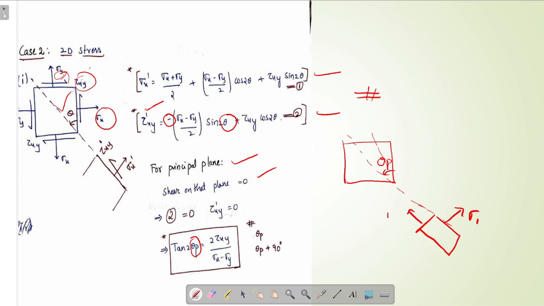We obtain principal stresses sigma 1 and sigma 2. Here sigma 1 is the major principal stress and sigma 2 is the minor principal stress. This is theta p, and the other plane will be at 90 degrees with this plane. So the other plane will be 90 degrees from this principal plane, that is theta p plus 90 degrees. If one principal plane is at theta p, the other principal plane will be theta p plus 90 degrees.